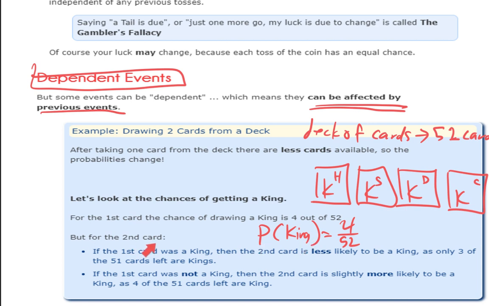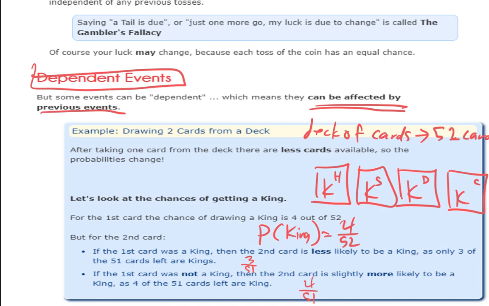But for the second card, if the first card was a king, then the second card is less likely to be a king because there's only 3 left. So the odds of getting another one are 3 out of 51. But if the first card was not a king, the odds are different. It's more likely to be a king because you would still have those same 4, but there's only 51 cards. So if it is affected by a previous one, that's what's called dependent.